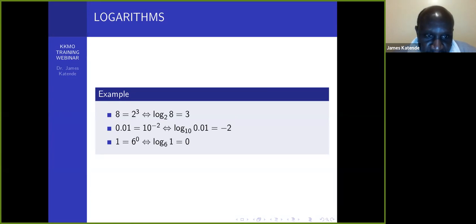Here's another example. We know that 1 is equal to 6 raised to 0. So we can claim that the logarithm of 1 base 6 will be equal to 0. And this is true for any base. The logarithm of 1 to any base, any of the positive real numbers as a base, will be equal to 0.